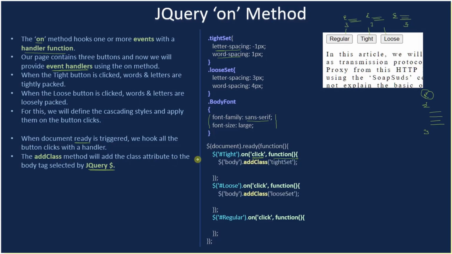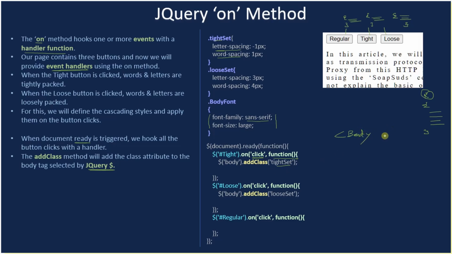Now let's look at that. $('body') means to the entire body of the document we are adding the class tightSet when the tight button is pressed. So tightSet is nothing but the class attribute, and once you set that, the document or the paragraph content will be tightly packed, and we are applying this to the body tag, right?